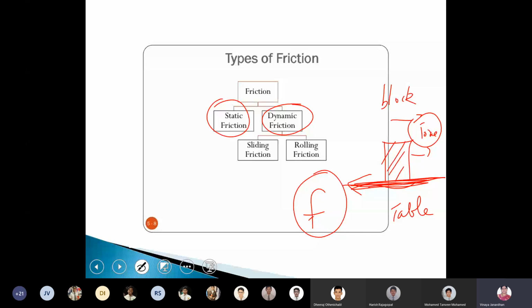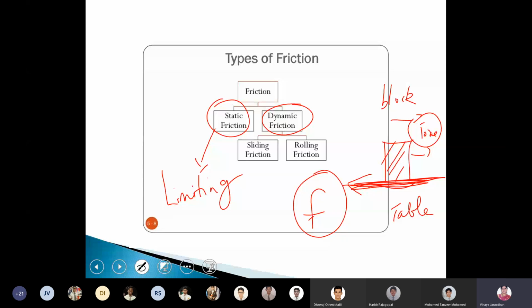The frictional force comes into play the moment you apply a force on an object. You apply a force on an object, you're trying to pull the block. If the block is not moving, it means there is an equal amount of force acting in the opposite direction, which is stopping the motion of the object. That force which acts in the opposite direction, we call it a frictional force, and specifically we call it static friction. The static friction can still be classified as limiting friction, that is the maximum value your static frictional force can take.